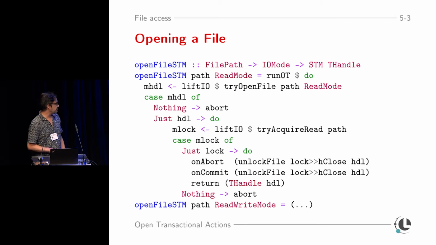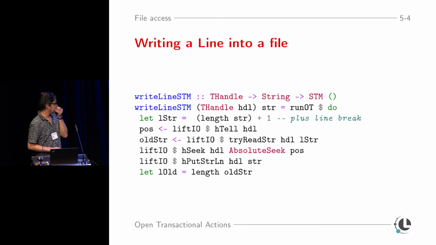Opening the file in read-write mode is very similar. The only difference is the type of lock that we try to acquire. Instead of acquiring a read lock, we acquire a write lock. To write a line, it's also an OT action, so we use runOT to execute it. What we do is record the current position of the handler, and then we read the current string in that position. After that, we go back to the previous position and write the new string into the file.